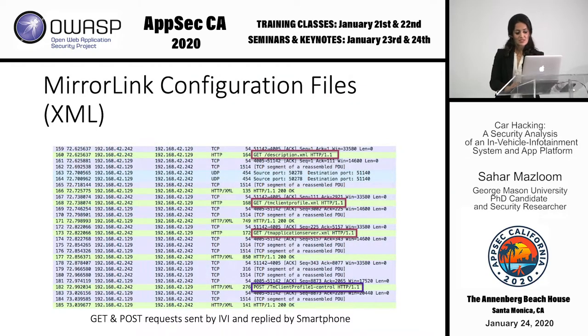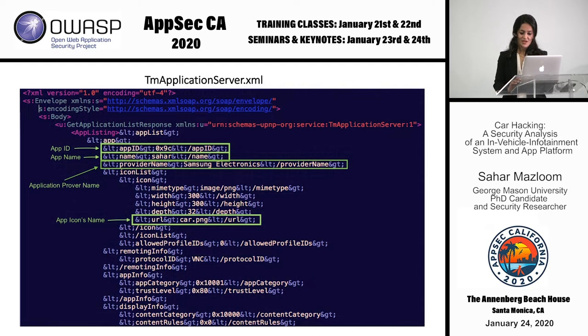So this is a schematic of the network traffic that we sniffed, and in that you can see there are some packets going between these two devices, and these are in the form of XML files. So we figured out that the configuration files are in the form of XML. And when we open up the packet, there is some information in these XML files. You can see the information about the app, for example the app ID, app name, application provider name, app icon's name. These are a triggering point, and if you are a hacker, it's a kind of light bulb for you when you see this stuff going on between devices.